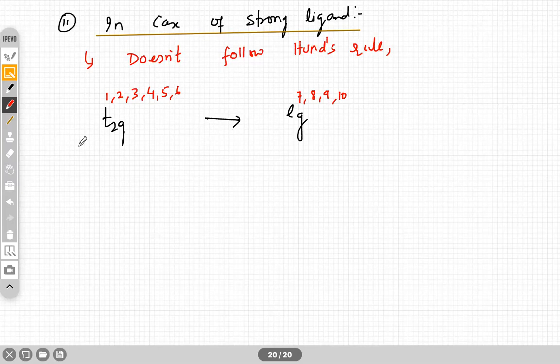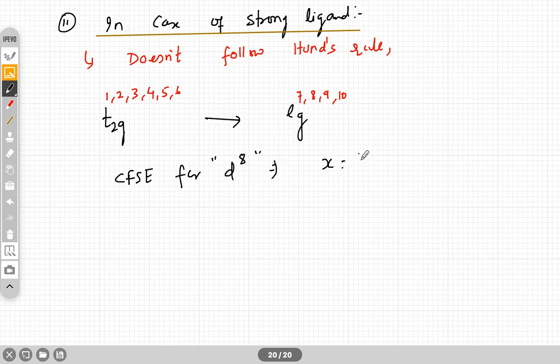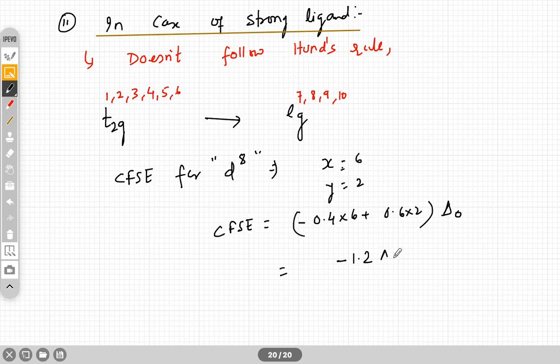So CFSE, suppose we have an example, CFSE for a d8 configuration. For this case, the X value is 6 and the Y value is 2. CFSE equals minus 0.4 times 6 plus 0.6 times 2, delta O. So it is minus 1.2 times delta O is the energy here.